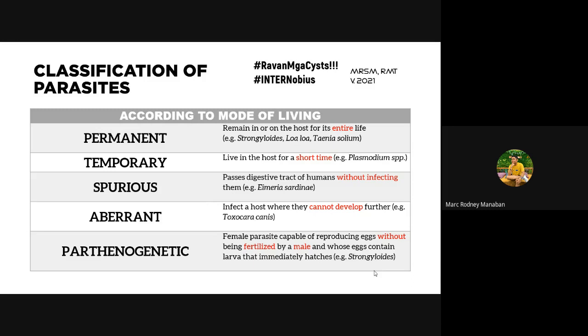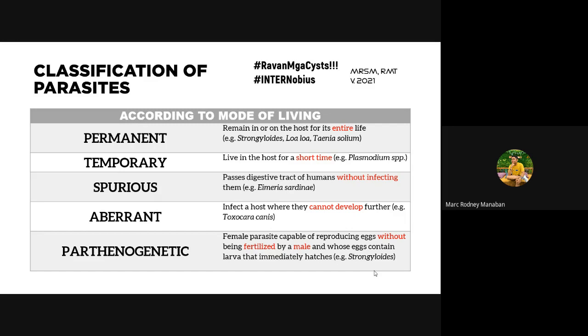Next, you have spurious. A spurious parasite just passes through the digestive tract of humans without infecting or causing any disease. An example is Eimeria sardinae, a coccidian parasite, similar to Cryptosporidium and Cyclospora. When it enters the digestive tract of humans, it only passes through. It doesn't cause any infection.